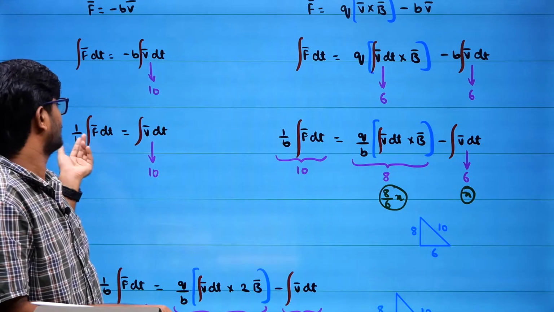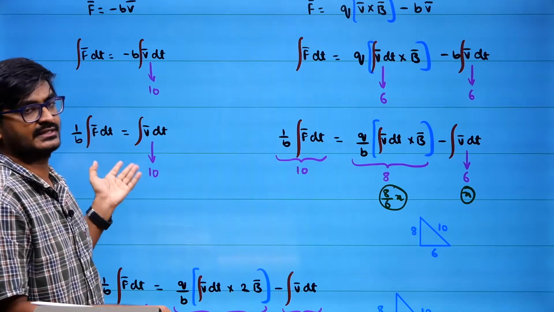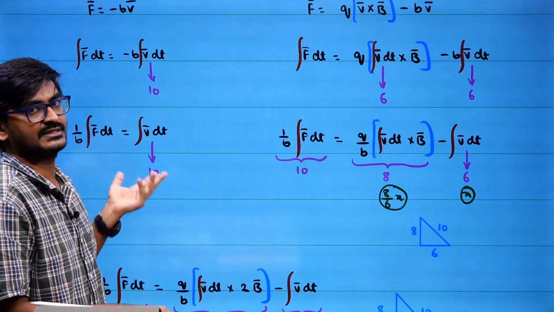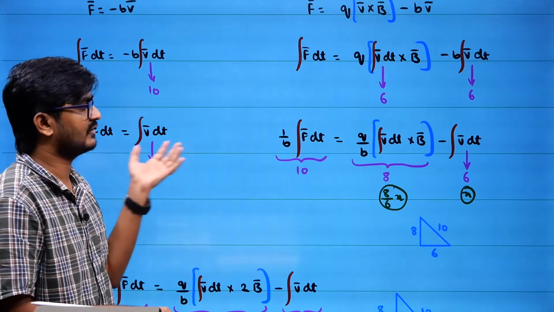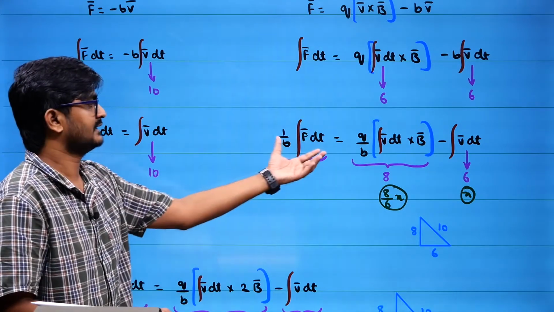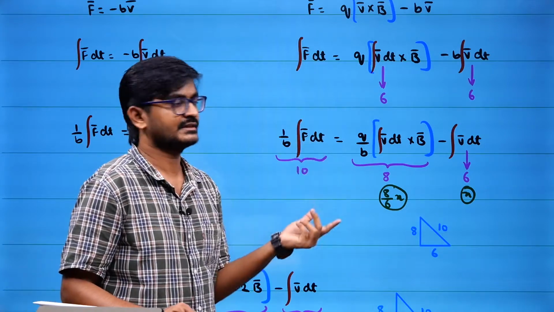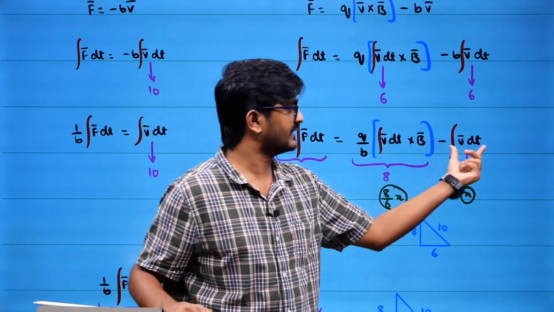Right? So 1 by b into integral f bar dt is going to be the same in all the three cases, because integral f bar dt is nothing but change in momentum. It is the same in all the three cases magnitude wise. So this is going to be 1 by 10. The reason is integral f bar dt is the same in all the three cases. Now what about this? This is given as 6 in the question.